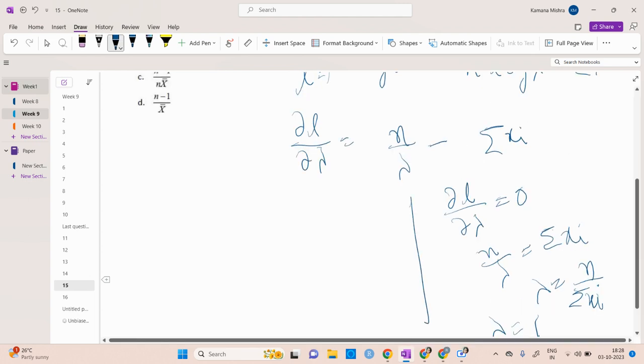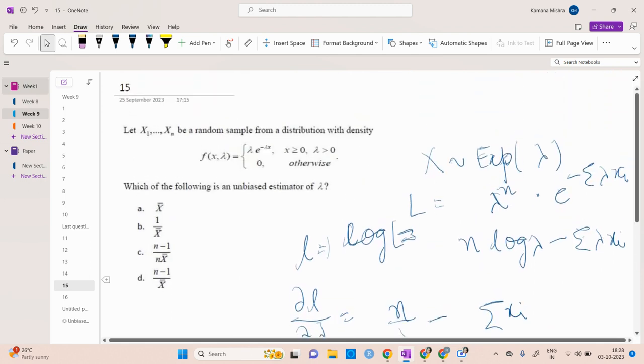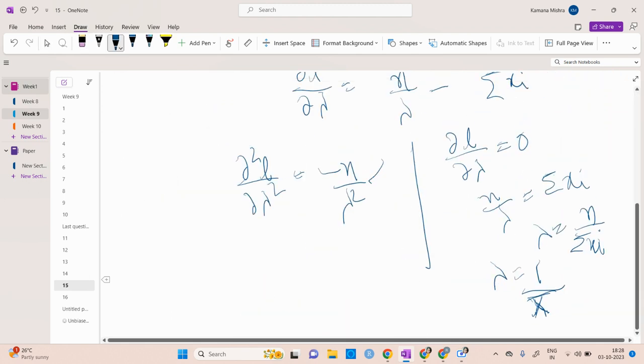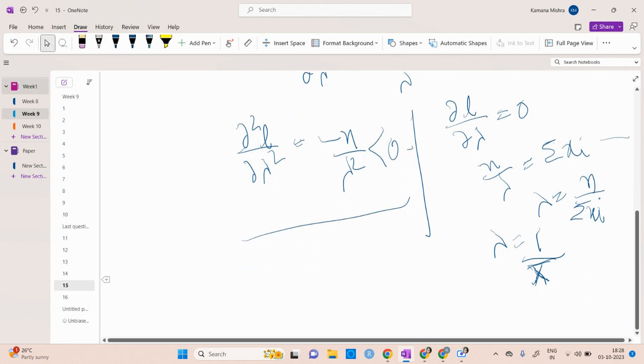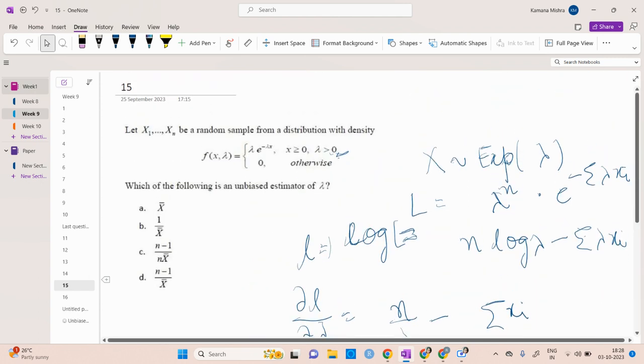Now we can take the second derivative and that one will come out as minus n upon lambda square. So n is positive, lambda positive is given here, so that value will be negative. Now this value is negative, so this is an MLE, maximum likelihood estimator. So this is what we have found, and now we check whether this is an unbiased estimator.